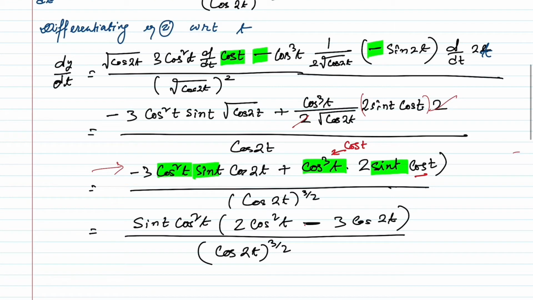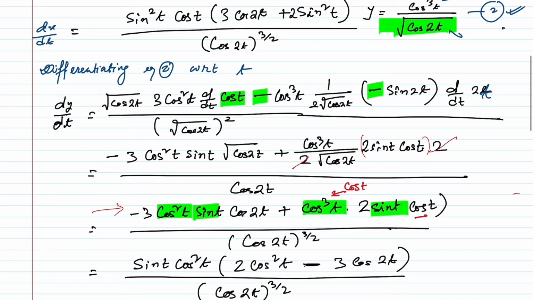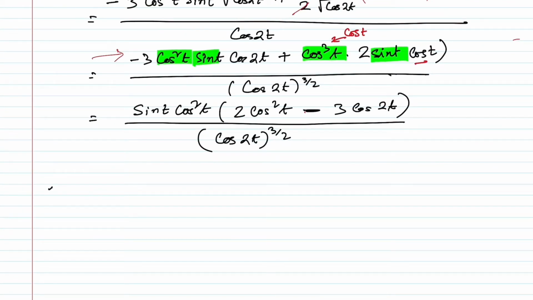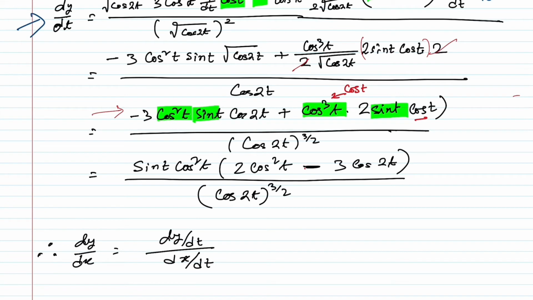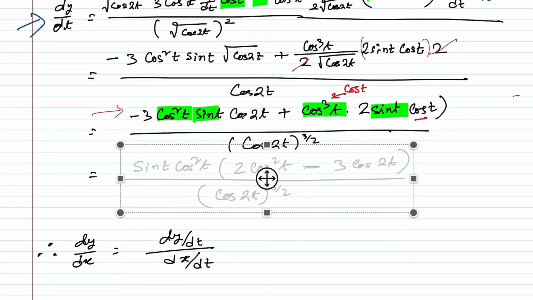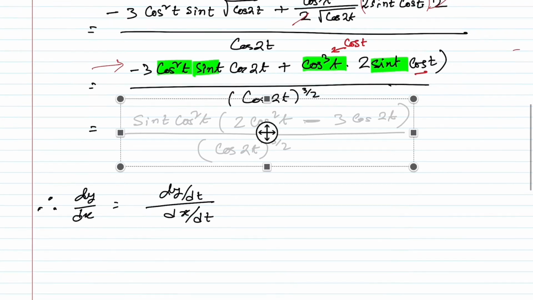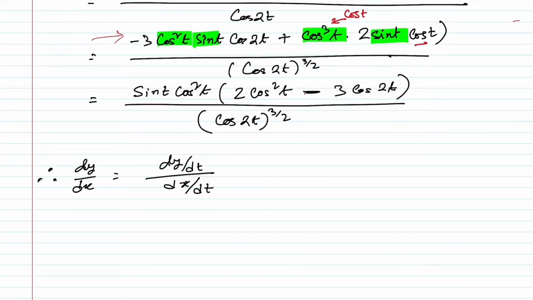Now we have got dx by dt, and we have got dy by dt. So now we can find dy by dx. Therefore dy by dx will be equal to dy by dt divided by dx by dt. Now substitute these values. Let me use this value here instead of dy by dt. Let me copy it.